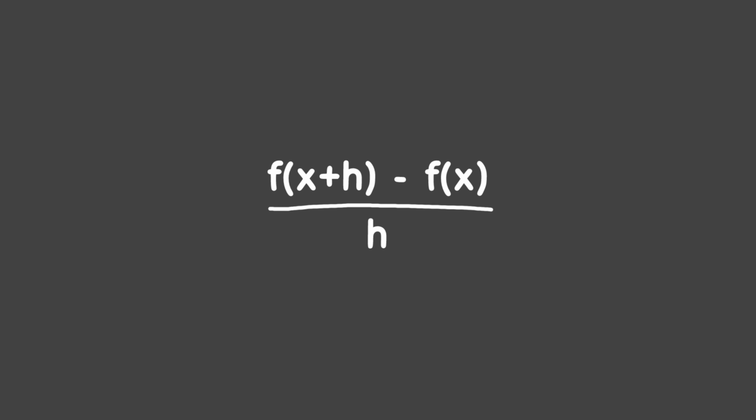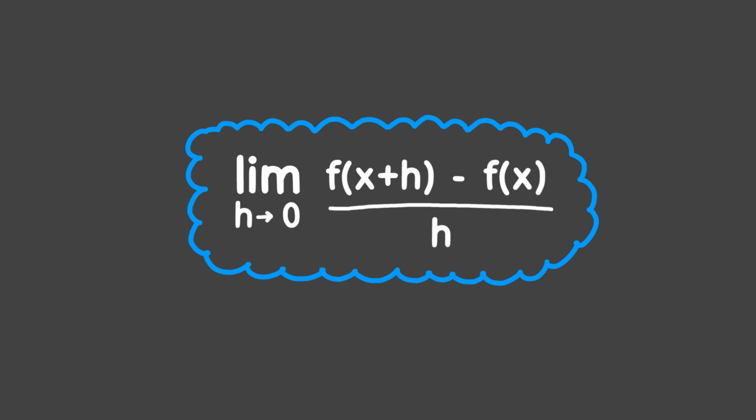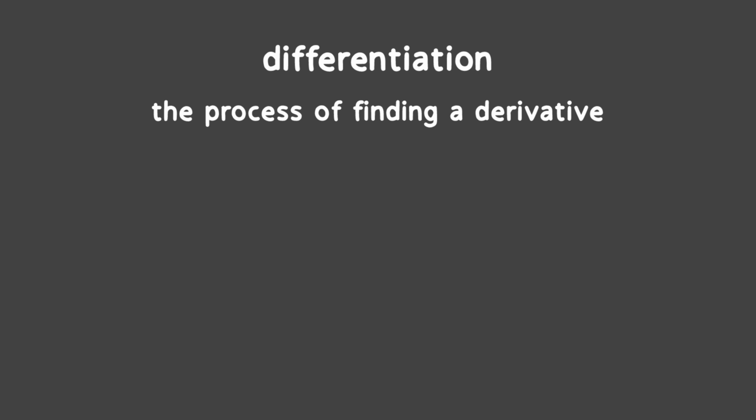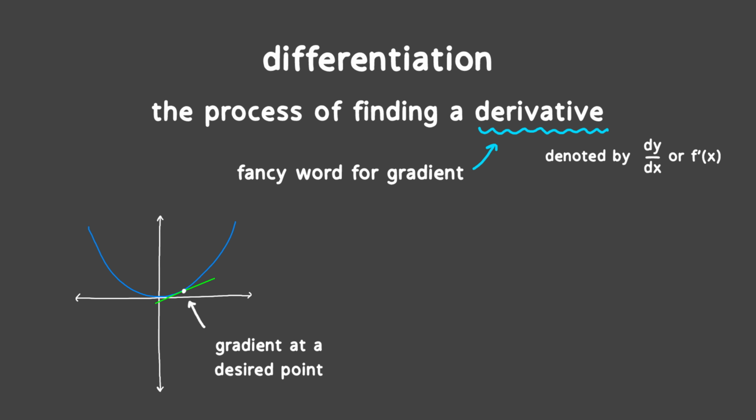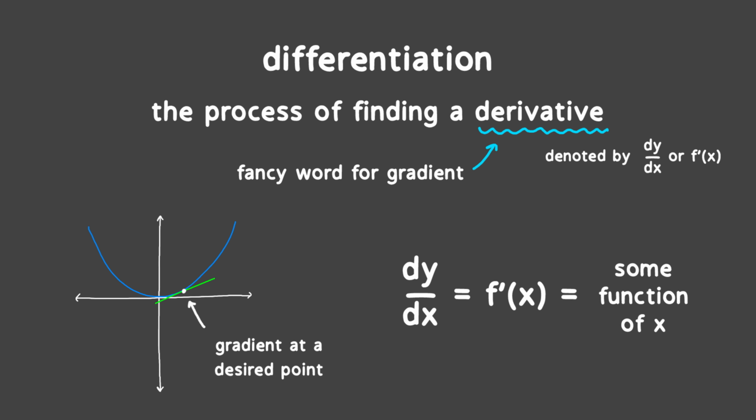But what we can do is say, well, what happens to our rise over run as h gets really, really, really small, so as our points get really, really close, and that's why we're using limits. This equation defines differentiation, and yes, I'm actually bringing in the word differentiation finally into this video. So differentiation is the process of finding the derivative of a function, and the derivative is the gradient. Just think about it as the gradient. It's an equation representing the gradient.